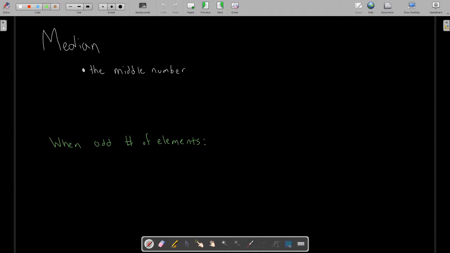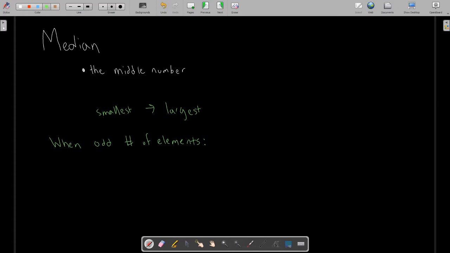Next, we have the median. The median is the quote-unquote middle number in a set of data. It's the one such that half of our data values are bigger than that number and half of our values are smaller than that number. To find the median, probably the easiest way to do it is to list out all of the data values in ascending order, meaning from smallest to largest, and cross out the smallest and largest value on each side until we get to the middle.